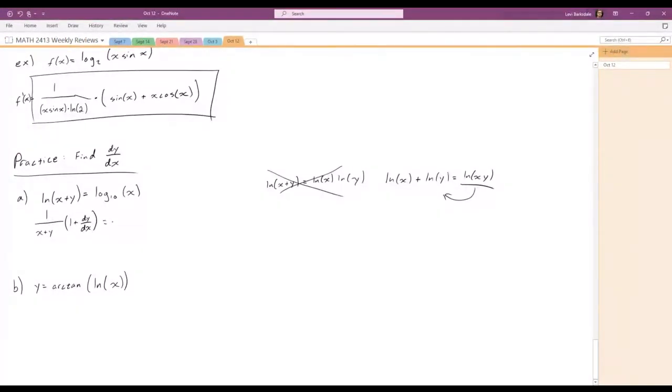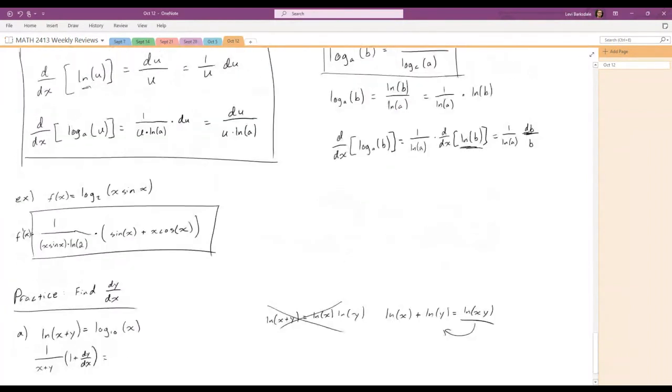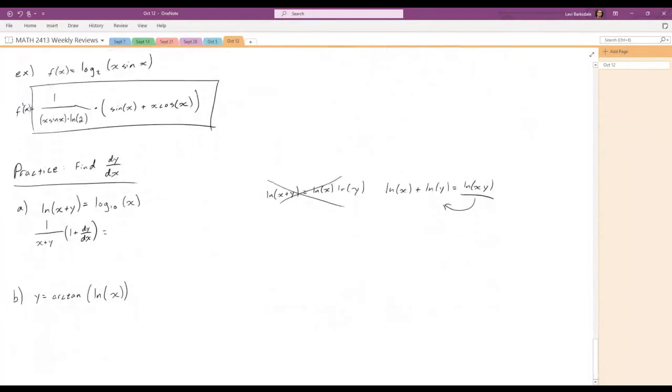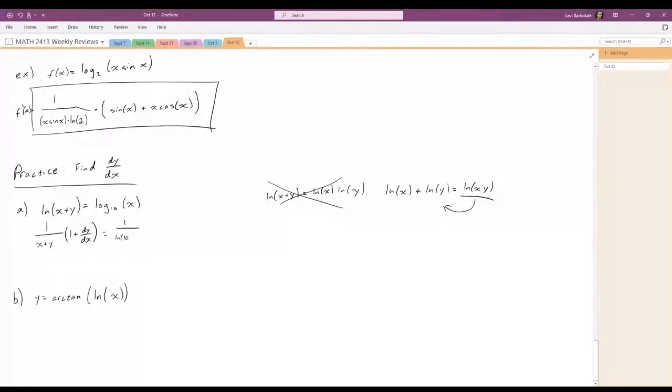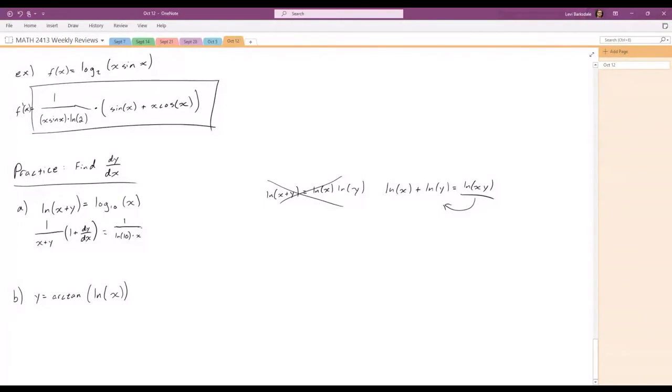Derivative of log base 10 of x, well, here we can just use our rule that we wrote down earlier. We can see that the derivative would be 1 divided by the natural log of 10 multiplied by x. Perfect. Now we need to isolate dy over dx.